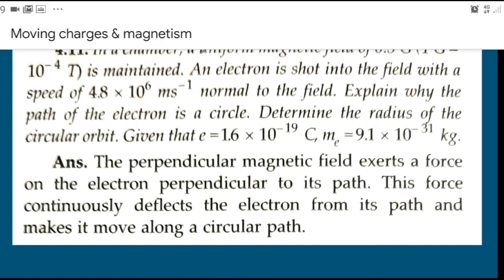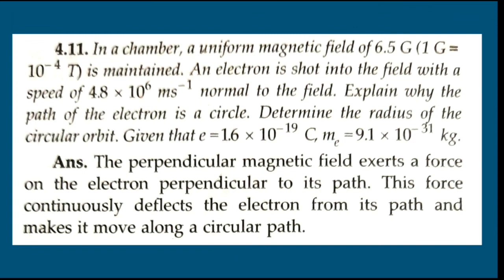Now coming to the next one, 4-11. In a chamber, a uniform magnetic field of 6.5 Gauss, where 1 Gauss is 10 raised to minus 4 Tesla, is maintained. An electron is shot into the field with a speed of 4.8 into 10 raised to 6 meter per second, normal to the field. Explain why the path of the electron is a circle. Determine the radius of the circular orbit. Given that e is equal to 1.6 into 10 raised to minus 19 coulomb and m e is equal to 9.1 into 10 raised to minus 31 kilogram.